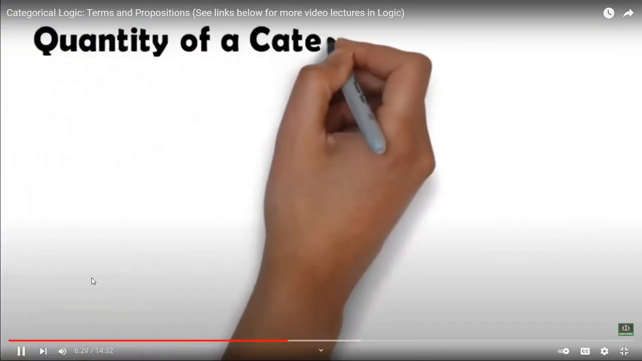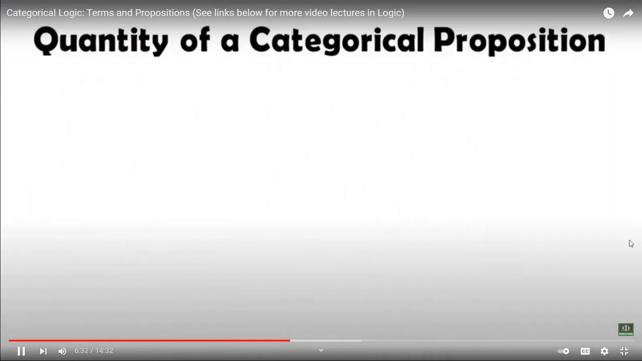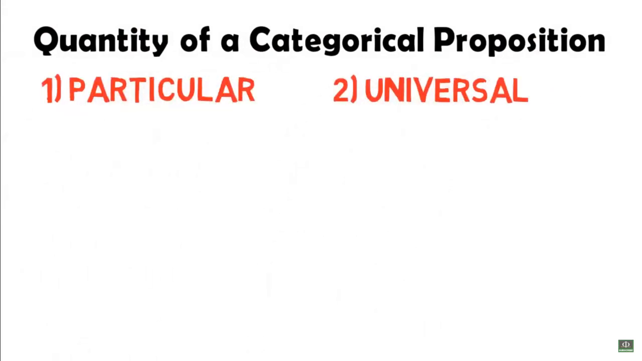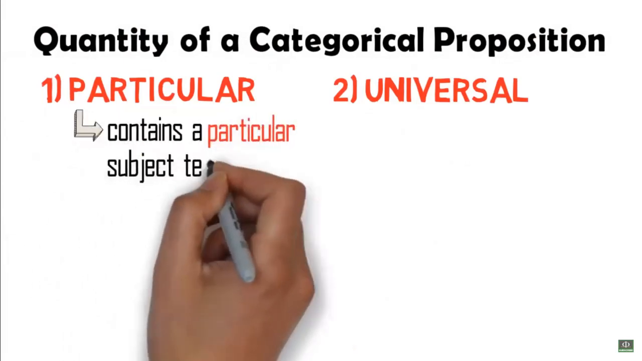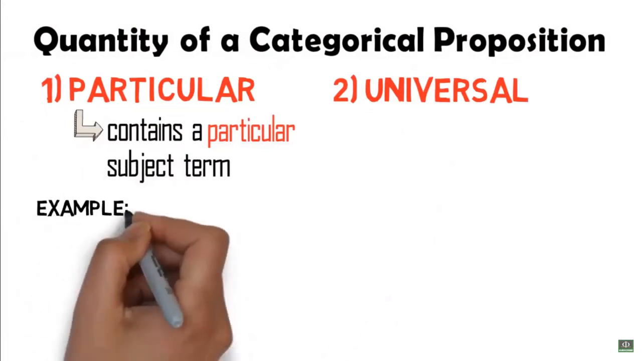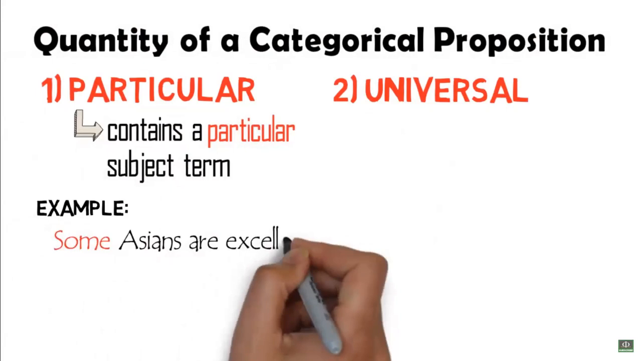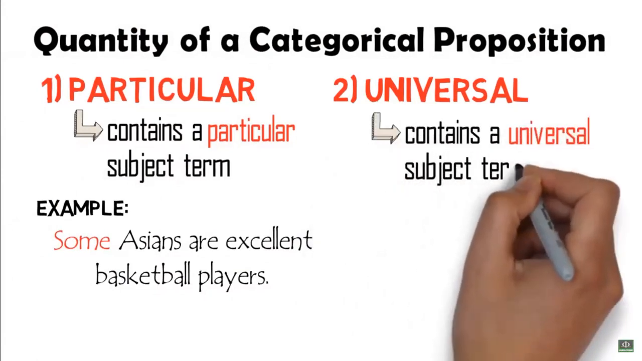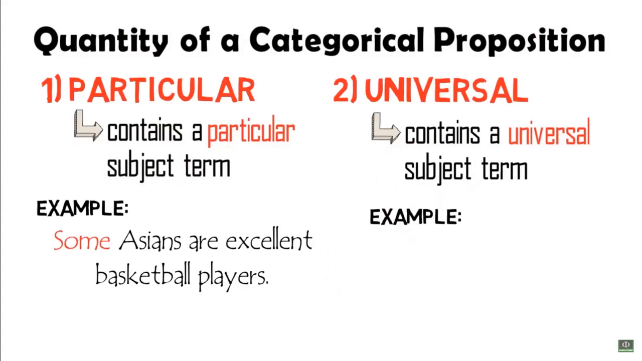Discuss the quantity of a categorical proposition. In terms of quantity, a categorical proposition can be classified into two, namely particular and universal. A particular proposition is one that contains a particular subject term. Example: some Asians are excellent basketball players. A universal proposition is one that contains a universal subject term. Example, all men are mortal.